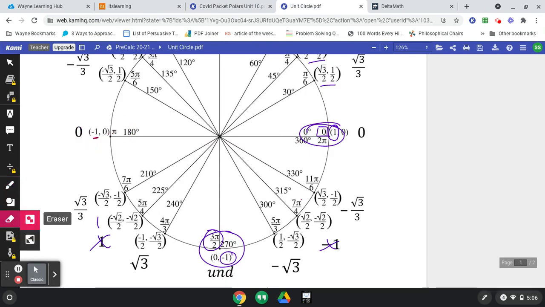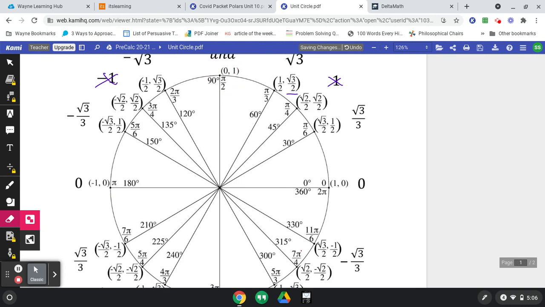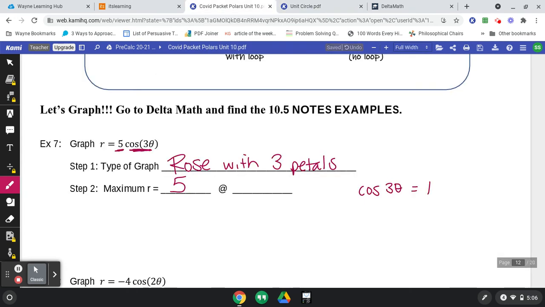Cosine of 1 happens over here on the right. Erase the rest of this stuff. Right here. So, 0. 3 theta equals 0. And even before you multiply by the reciprocal, you can tell that that's just going to be an answer of 0.